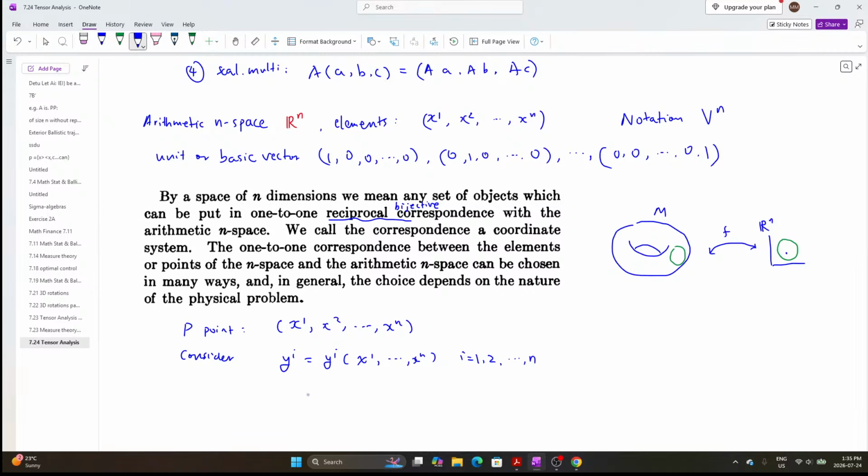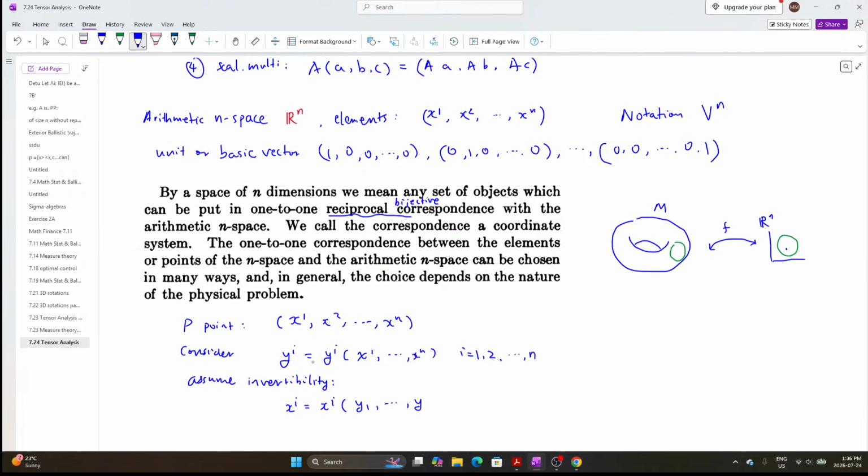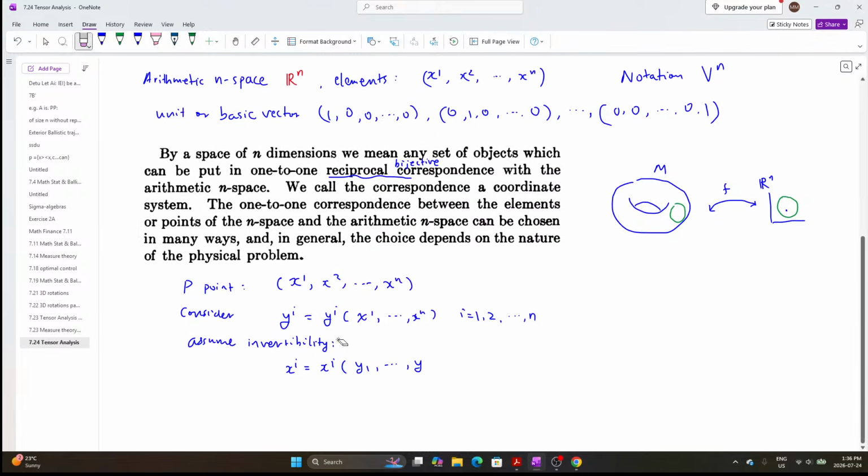Consider this. You have n equations, and they can be inverted; assume invertibility locally. Okay, x^i equals x^i as a function of y^1 all the way to y^n. Oh, sorry, old habits die hard. I should use superscript, not subscript.